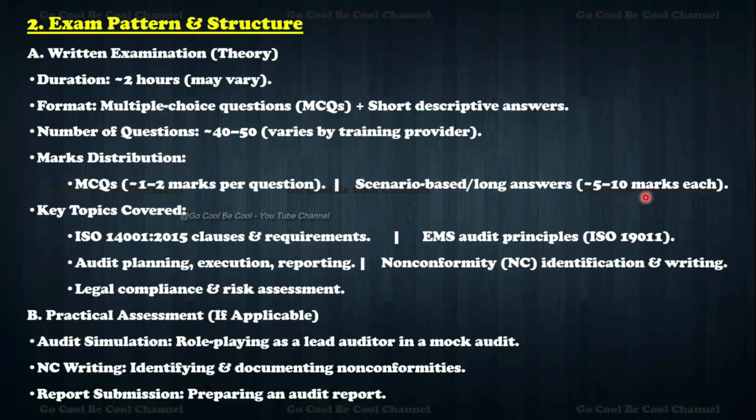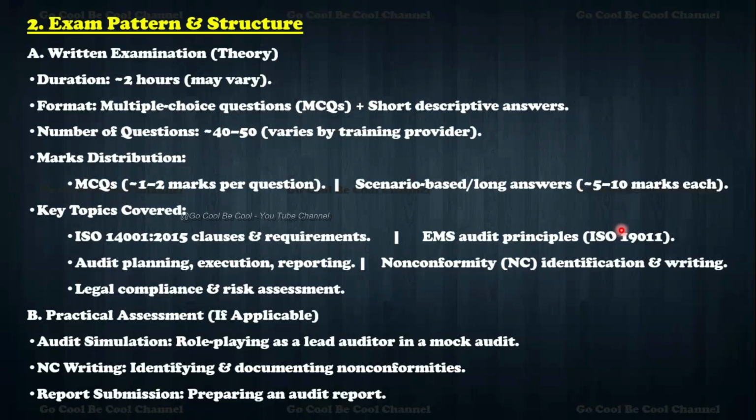Key topics covered generally include 14K clauses and requirements, EMS audit principles, ISO 19011, and audit planning. See, my dear friends, when you are going for the 9001 lead auditor training program, it is generally QMS systems. 19011 is also merged, because when it talks about auditors, the 19011 manual is also very important. The standard is very important. Please go through the standard.